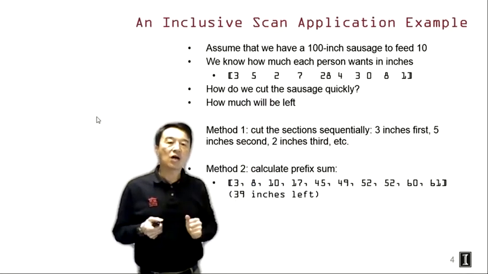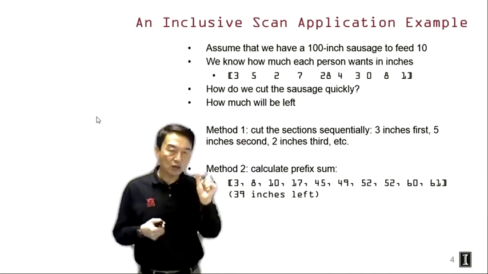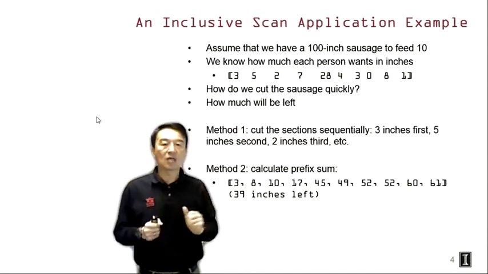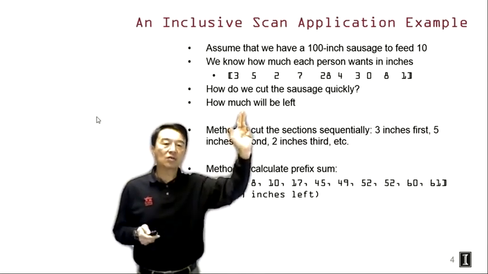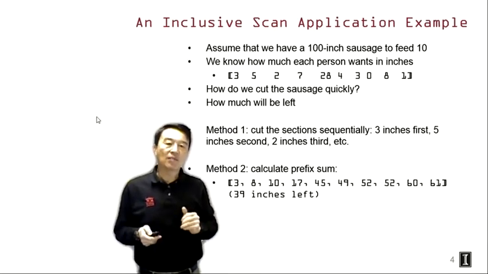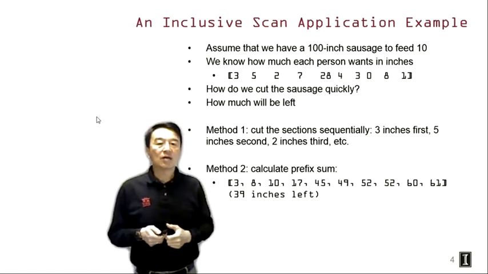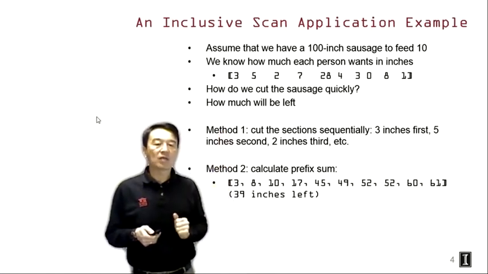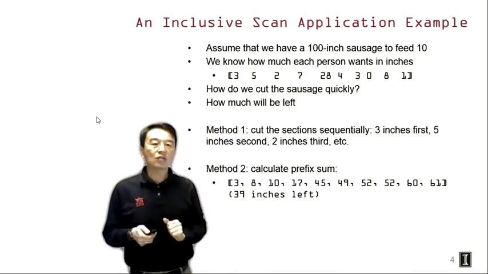The question is, how can we cut the sausage quickly so that we can give the sections that each student wants to the students? And oftentimes we'll also ask, how much sausage are we going to have left? In general, there are 2 kinds of methods that we can have. The first method is sequential.